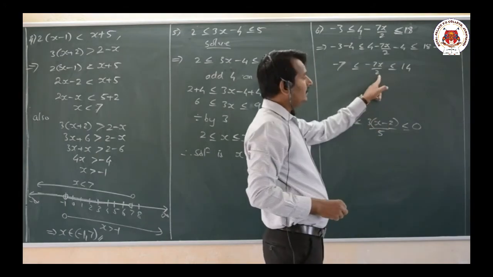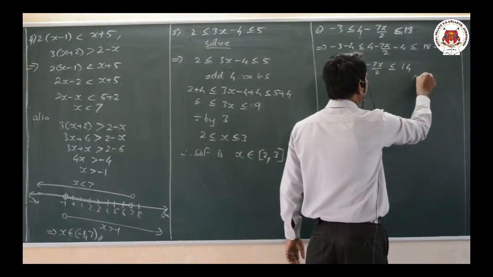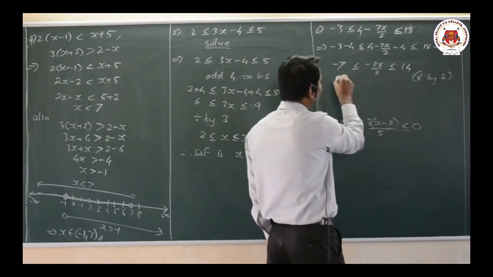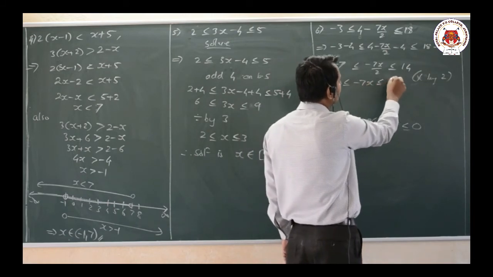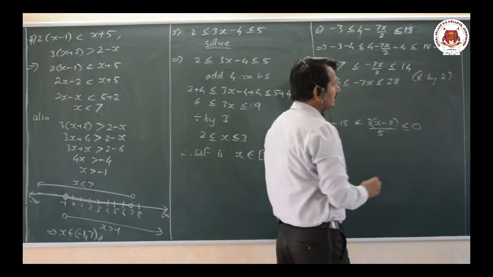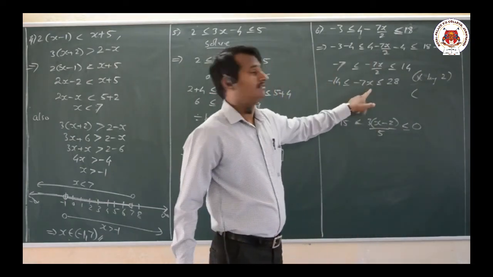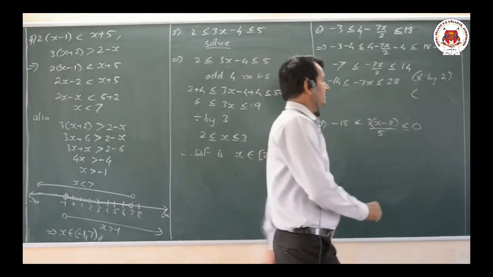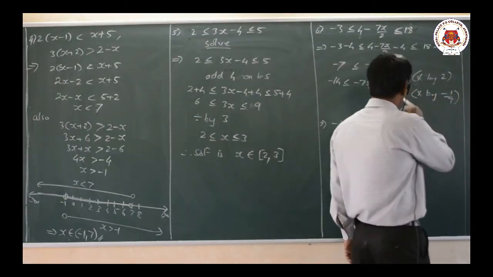Now, divided by 2 is there, so I have to multiply by 2 here. So what we get here is minus 14 less than or equal to minus 7x less than or equal to 28. Now what we have to do here, dear students, is multiply by 1 by 7. If we are multiplying by a negative, that is minus 1 by 7, the sign changes, and also here the sign changes.